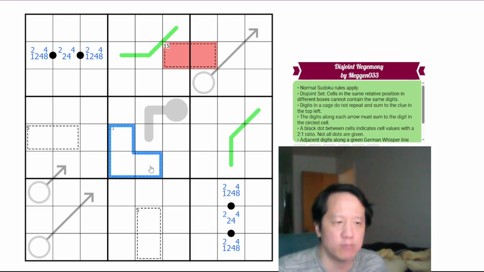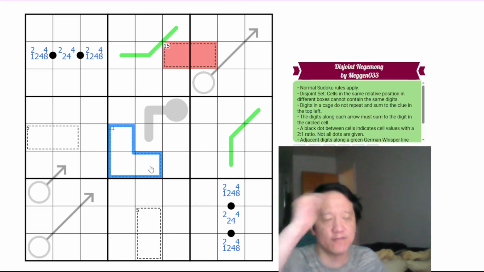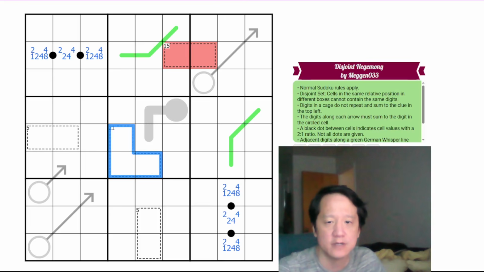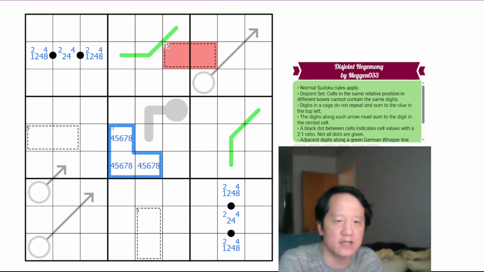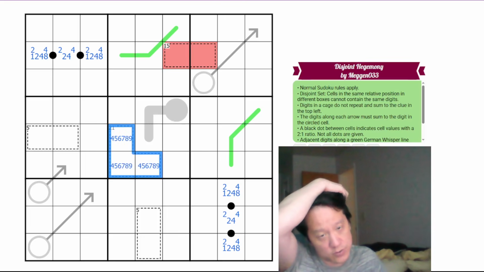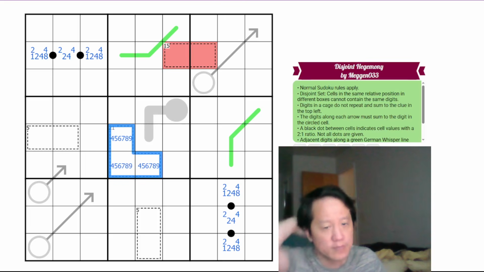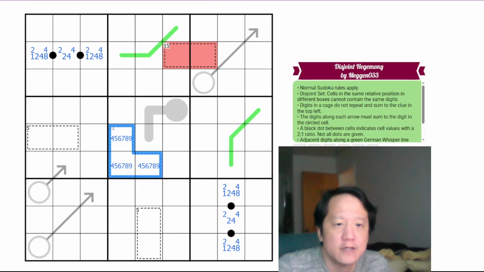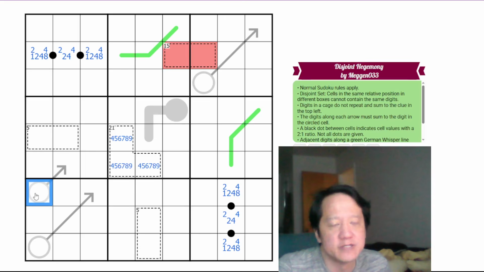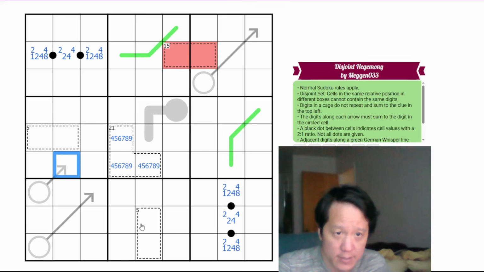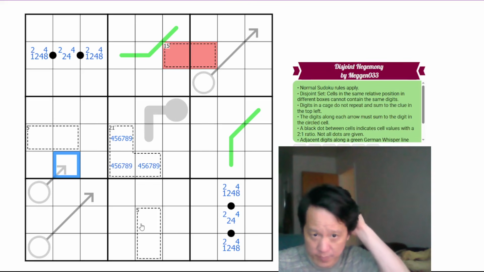To add up to 21, it's either 489, 579, or 678 for 3 digits. We don't know exactly which, though. So this is 4 through 9. This digit is the same as that one, because they must add up to the same sum, and these digits are by themselves. That doesn't tell us much, though.